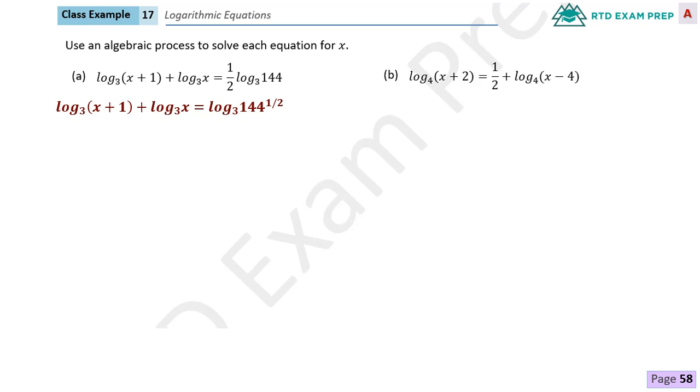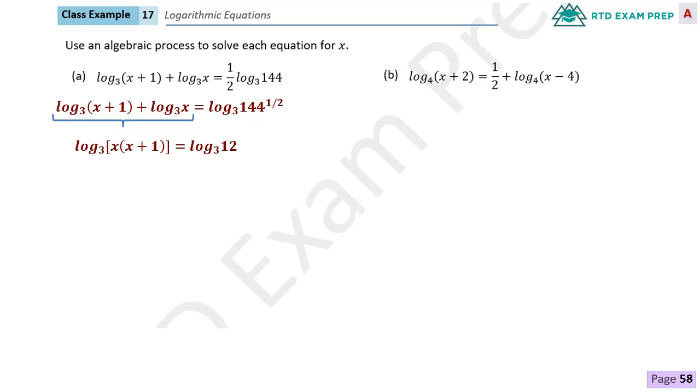So in example A, we see a left side of log base 3 of x plus 1 and log base 3 of x added together. Because these two terms have the same base, we'll be able to combine them into a single term by multiplying the arguments. On the right side, we see 1/2 times log base 3 of 144, and so using our log laws, we can raise that coefficient of 1/2 to be an exponent.